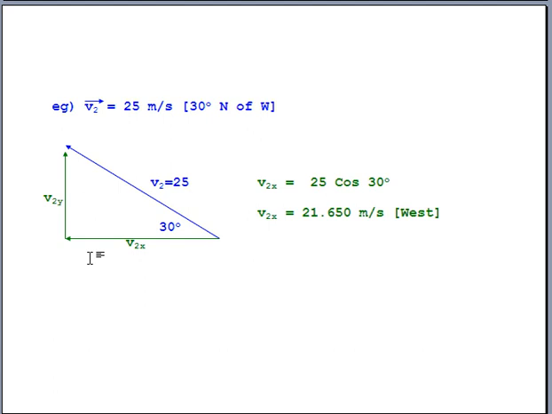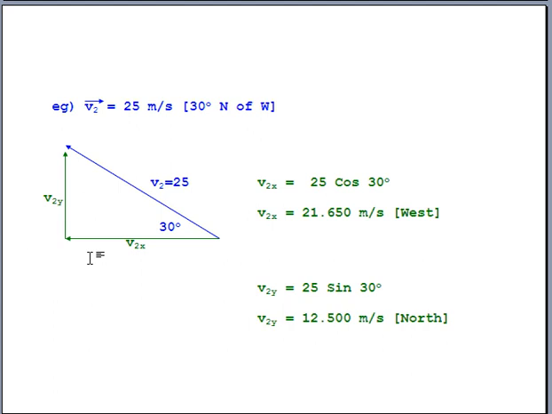Then the vertical part. Don't even have to think about it. You don't have to think about SOHCAHTOA. You can go vertical, it's y. It's going to be sine. 25 times the sine of 30. Actually, that's a really nice number, the sine of 30. It's not irrational. It's exactly a half. So we get 12.5 on the nose, and that's going north.